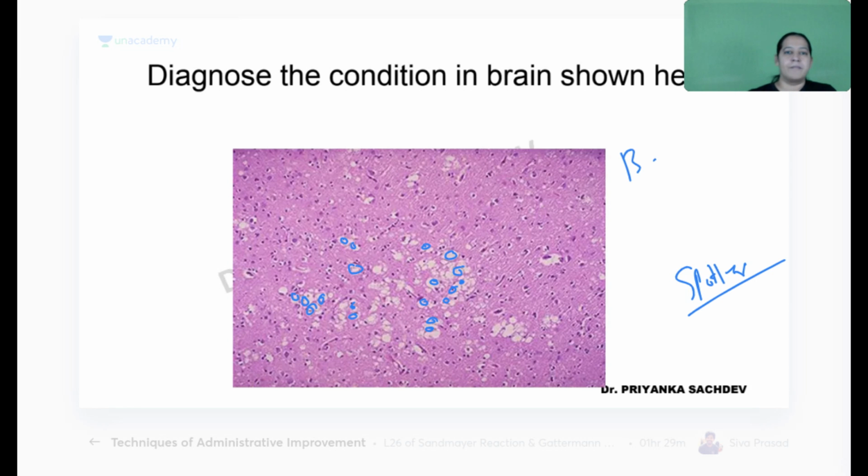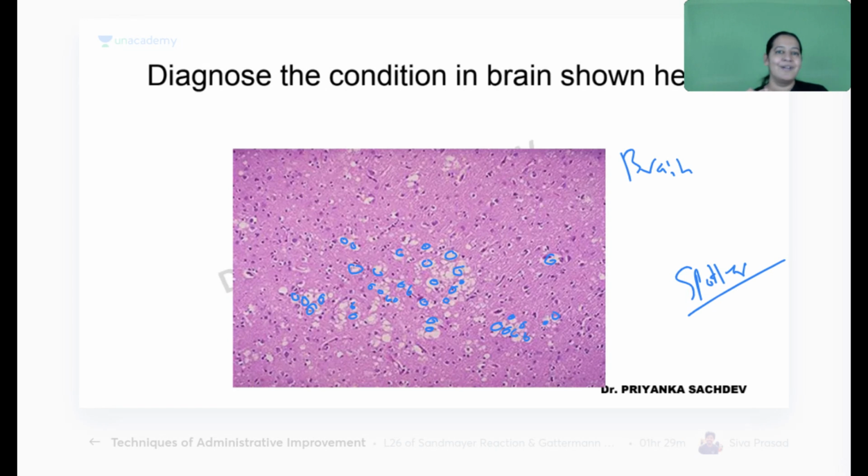I will tell you only the organ. Vikram is asking for a clue. Vikram, I have given the clue. There are spaces. You can see the empty spaces in the brain. Small, multiple empty vacuolating spaces. Okay, one other clue: the brain is looking like a sponge because of empty spaces.